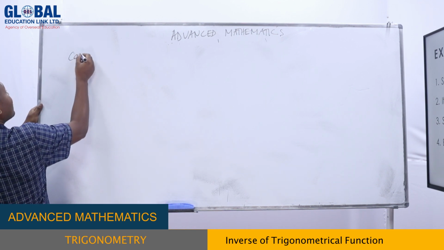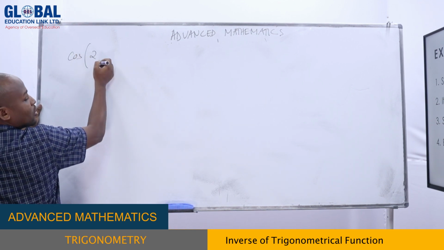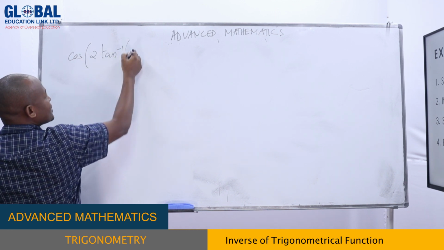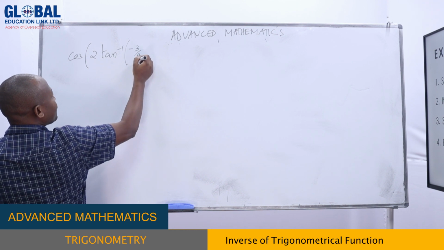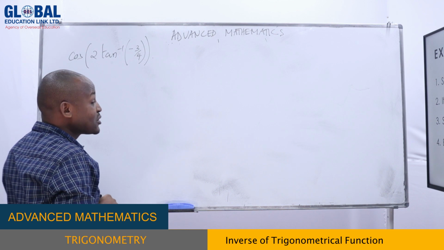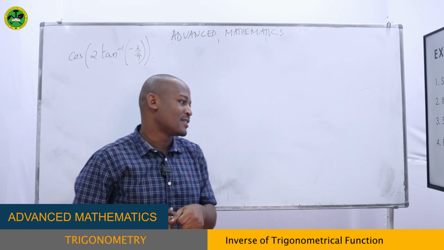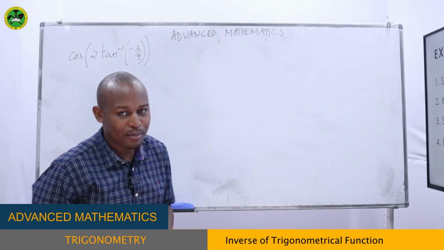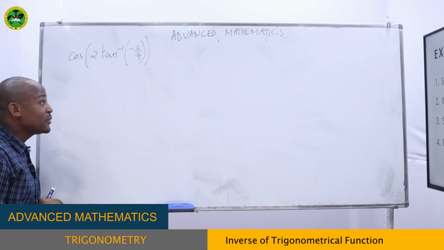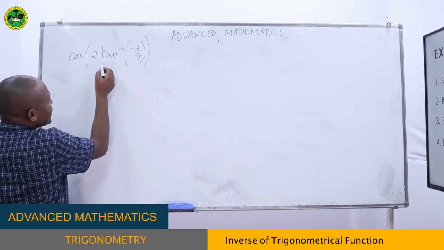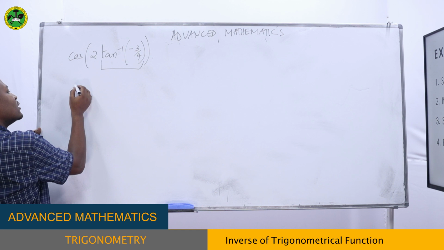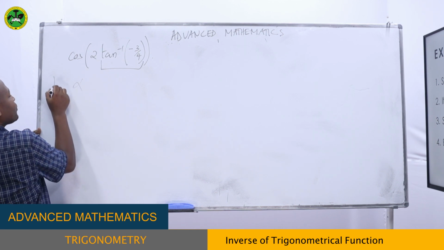So we have cos of 2 tan inverse of negative 3 over 4. We are supposed to evaluate that by the use of the inverse of trigonometric functions. Now, how can we do that? The trick here is to take this thing here and put it aside. That means we can let that equal alpha.